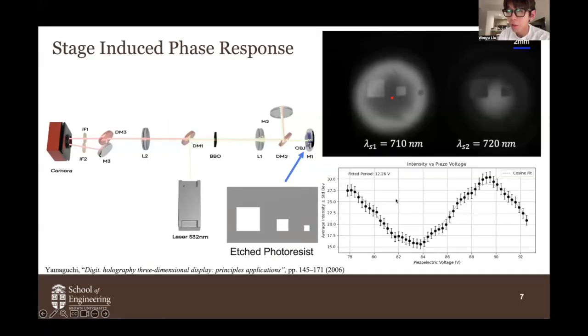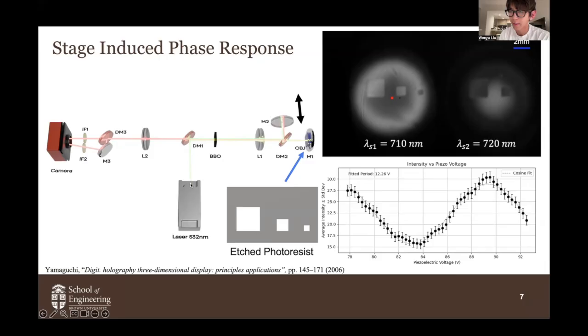Now we experimentally demonstrate the imaging capability of the system. We image an etched photoresist sample with a 7.7 micron optical path difference, which is definitely not measurable by any single wavelength. A sample image is shown on the top right. On the left-hand side, we have the 710 nanometer interference pattern. On the right-hand side, we have the 720 nanometer interference pattern. Shifting the mirror in one arm actually changes the interference condition.